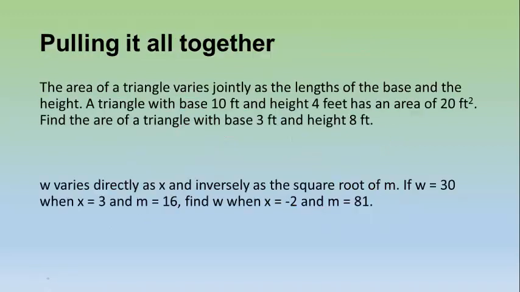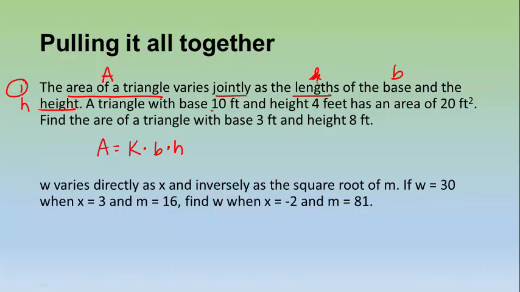All right, now we're going to try to pull it together and take a look at a couple more applications. Our first example talks about the area of a triangle. Your first instinct is, I know the formula for the area of a triangle. But what I want you to do is work through it the way it's written and ignore that you have some previous knowledge about the area of a triangle. So the area of a triangle varies jointly as the length of the base and the height. So area is going to vary with the base and the height. I know you know what k is going to be, but let's actually prove it.